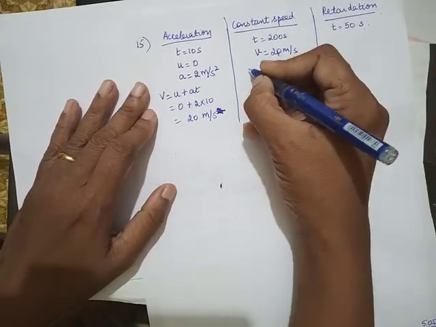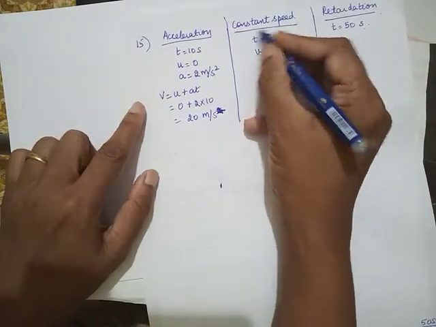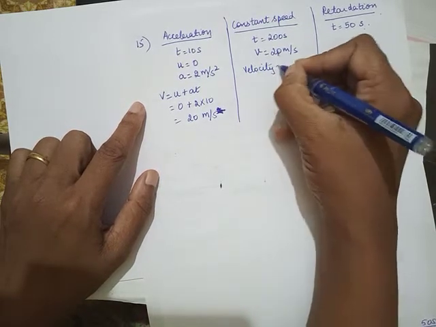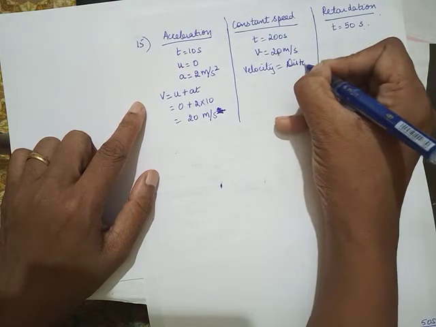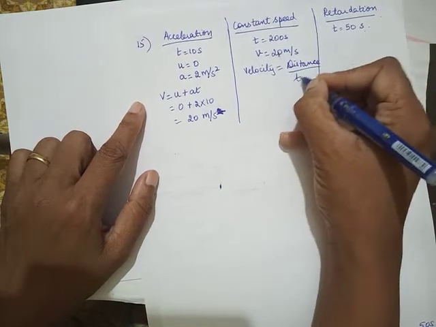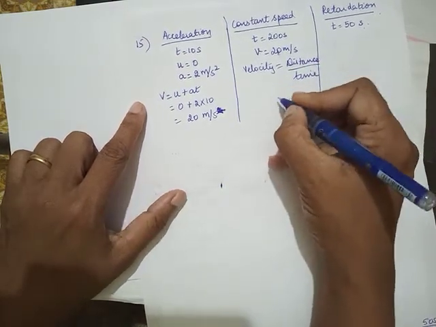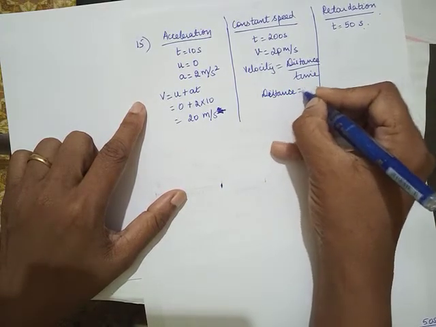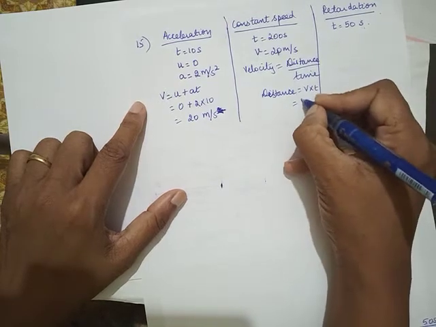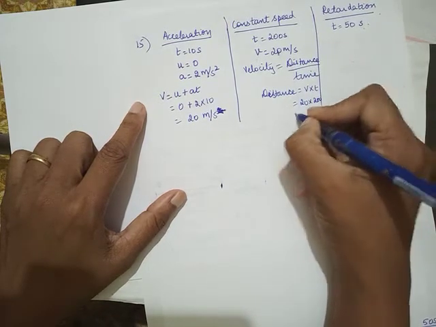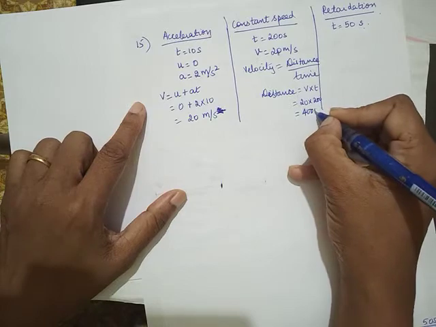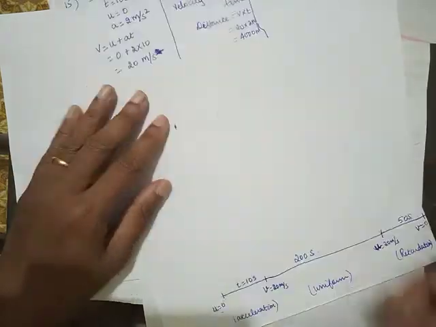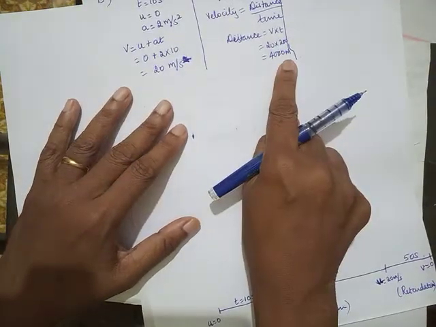In this case, as I told you in the previous numerical, if it is constant motion, I just have to use the simple formula: velocity is equal to distance upon time. No need to use the equation of motion. So distance will be V into T, 20 into 200, that is 4000 meter. So distance traveled during this 200 seconds is 4000 meter.